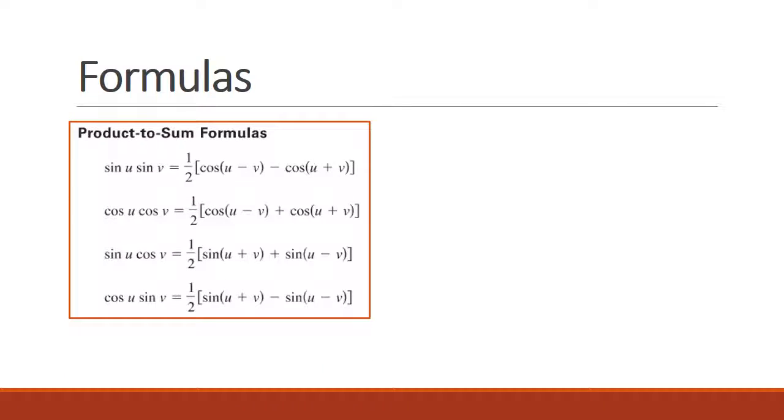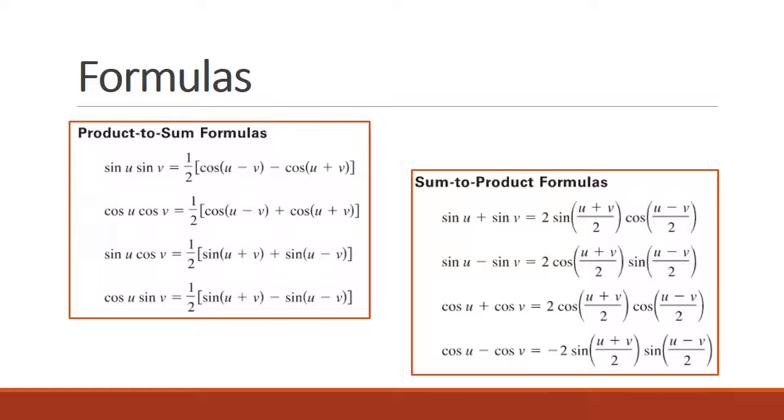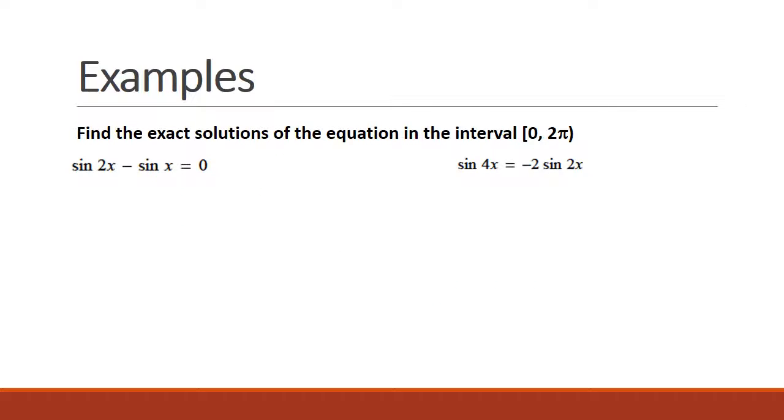The product to sum formulas let you take the product of two trig functions, as you see here, and convert it to a non-product formula. And the sum to product lets you take the sum of two trig functions and convert it to a formula that multiplies things together. And these are all provided to you. You do not have to memorize them. You just need to be able to use them to find exact solutions to the equations in this interval.